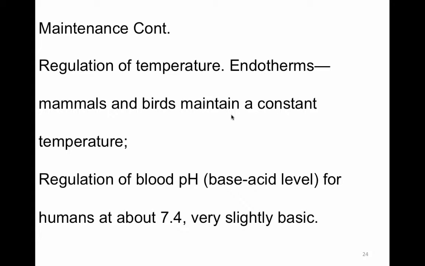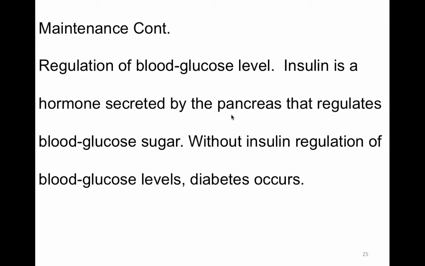Regulation of temperature: endotherms, mammals and birds, maintain a constant temperature. Regulation of blood pH: for humans it is about 7.4, usually slightly basic. Regulation of blood glucose level: insulin is a hormone secreted by the pancreas that regulates blood glucose sugar. Without insulin regulation of blood glucose levels, diabetes occurs.